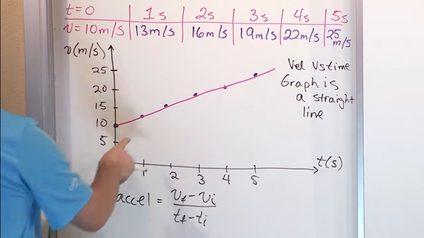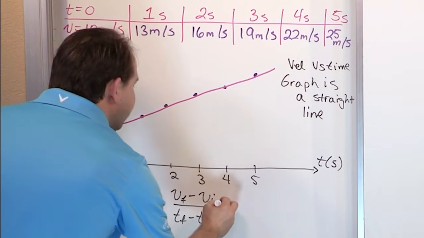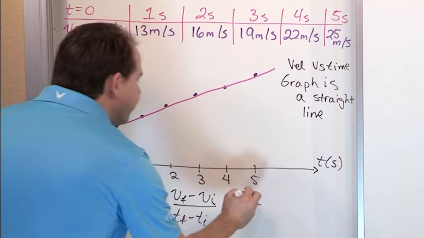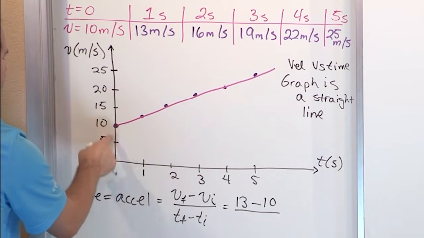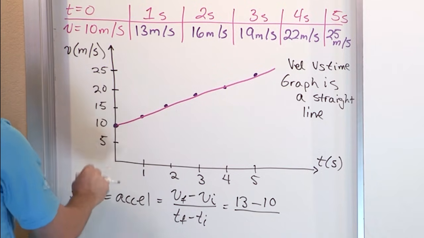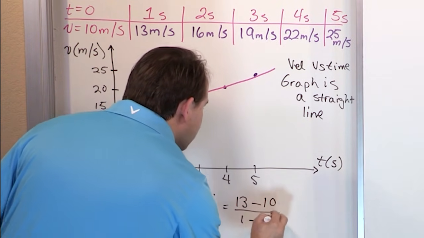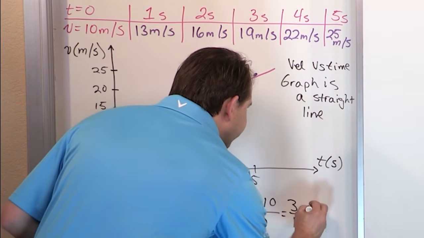So what is the final velocity? Up here, you can see we used 13 was the final velocity. So 13 minus the velocity here, which is 10, divided by the final time, which is 1 minus 0. So you're literally taking the subtraction of the velocities, that's delta v, and the subtraction of the time. So on the bottom is going to be 1 minus 0. So what do you have? 13 minus 10 is 3 over 1 equals 3.